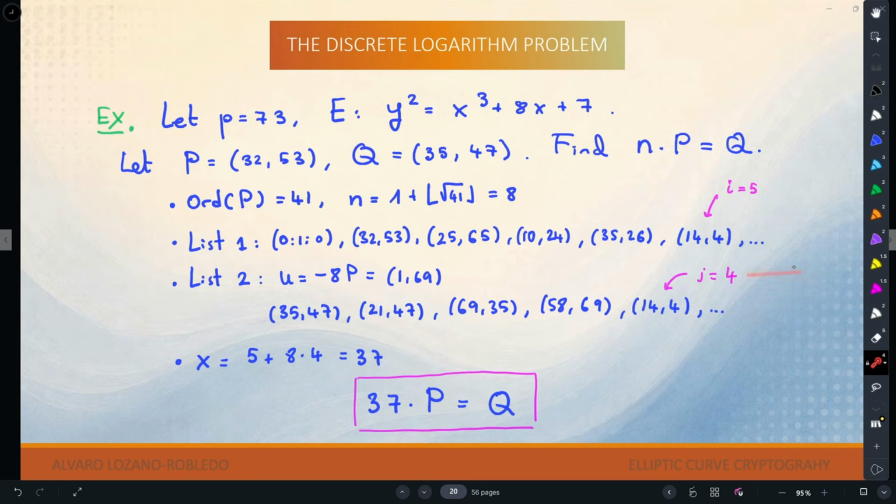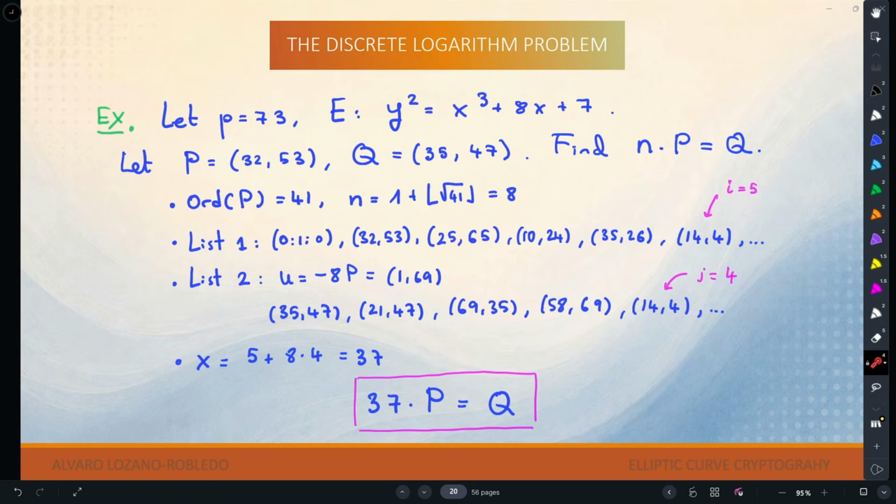So I can build the lists, or start building the lists. I don't think I had to go all the way because here already I have it in the list. I have a match here for i equals 5 and j equals 4. There is a match, and it turns out that 37 times P equals Q. That's where the 37 came from. I think I had it in the slides previously.